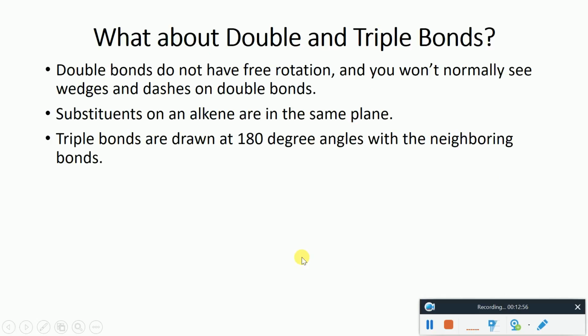Okay, so that's something important to remember though, that single bonds do have free rotation, and you will be working with rotating around single bonds, but you won't rotate around a double bond. And also, you won't normally see wedges and dashes on double bonds. That's because something that is on a double bond is on the same plane as the carbons in the double bond. So any substituents hanging off of that double bond are in the same plane, so you don't necessarily need a wedge or dash on your double bond unless you're changing a point of view.